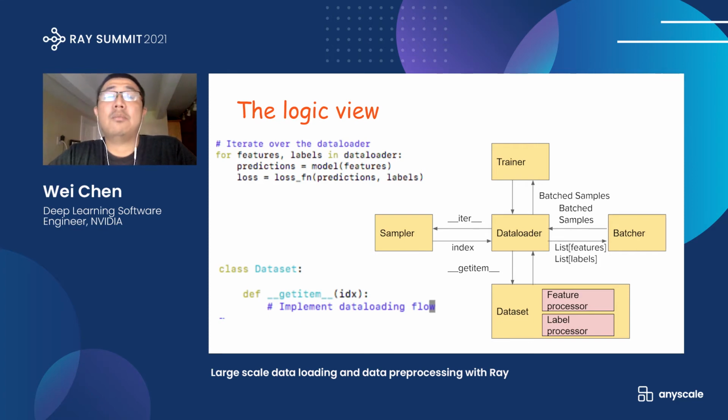From the user's point of view, the data loader is presented as a Python iterator. You just iterate over the data loader and read the features and labels. Features are sent to the model so you can compute the prediction, and the prediction and labels can be used to compute the loss. This is basically the logical view of the PyTorch data loader.